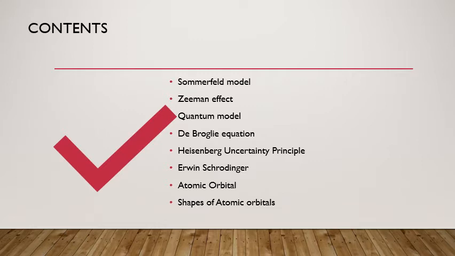In this lecture, we are going to cover the Sommerfeld model of the atom, the Zeeman effect, then come up the quantum model of the atom, in which three scientists were involved: the de Broglie equation, the Heisenberg uncertainty principle, the Erwin Schrödinger equation, then the atomic orbital concept with the shapes of the various atomic orbitals.